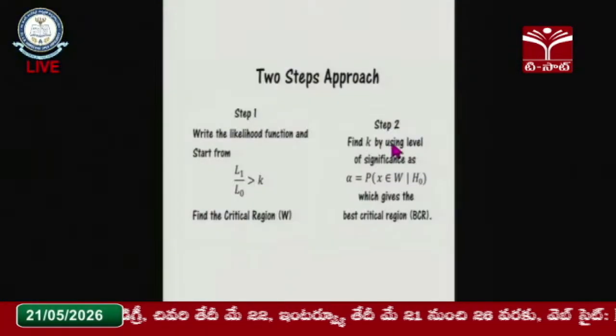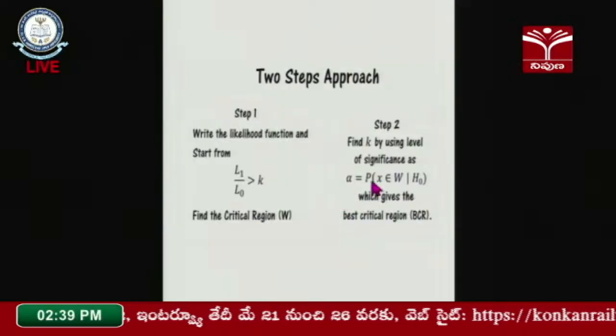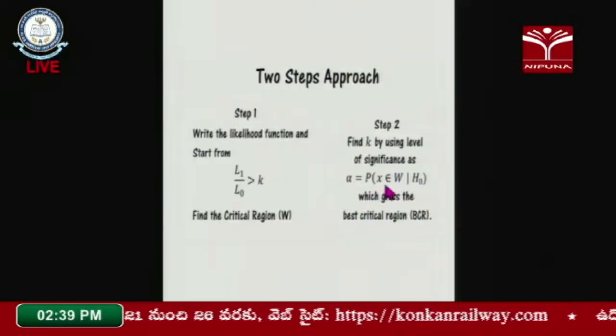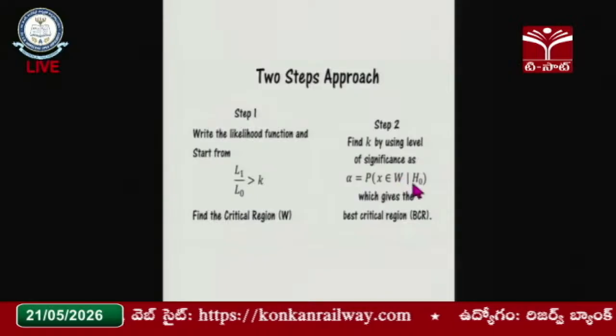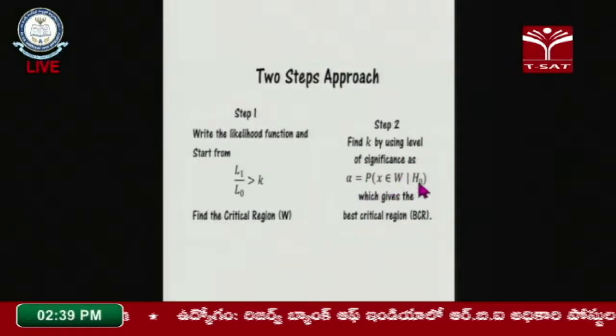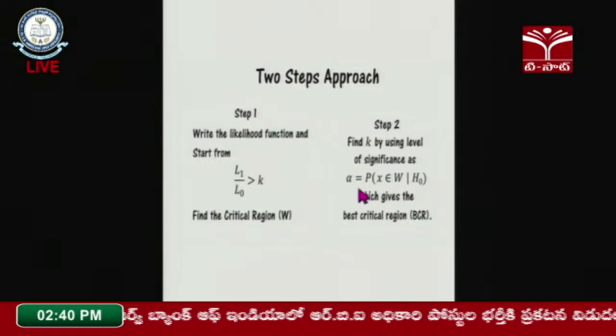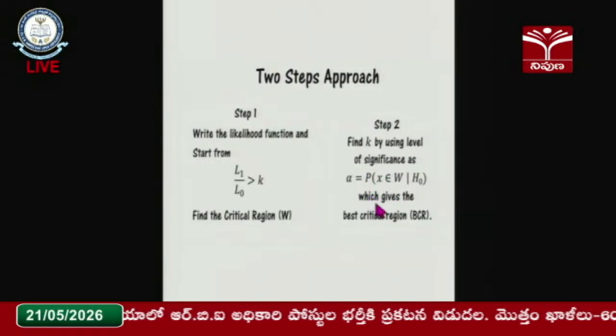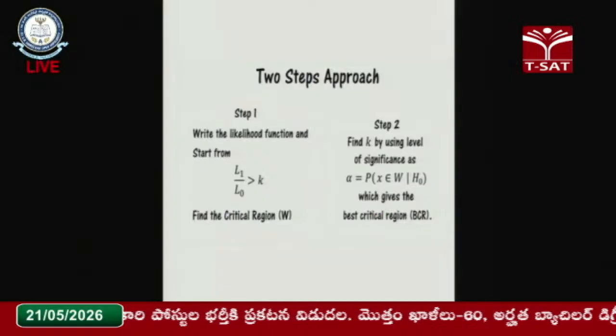After that, step 2 is very important: you have to find the K value by using our level of significance. We already know alpha is nothing but the probability of rejecting H0 when H0 is true, that is, X belongs to W under H0. This gives the critical value, and the region is called the best critical region.